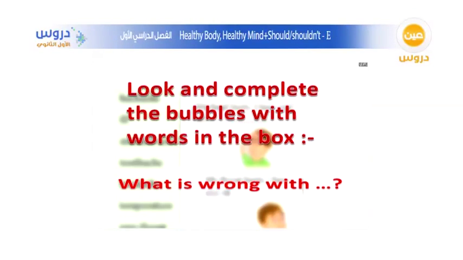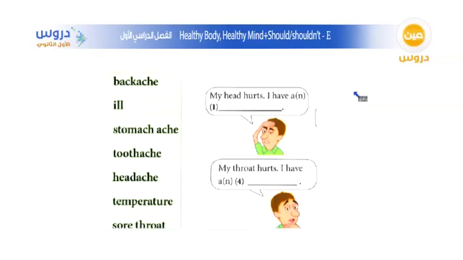So what you have to do now is to look and complete the bubbles with words in the box. What is wrong with? All right. I will show you the bubbles. These are the bubbles. This is one bubble, and that's another bubble. And we do have more. But let's take this vocabulary first.